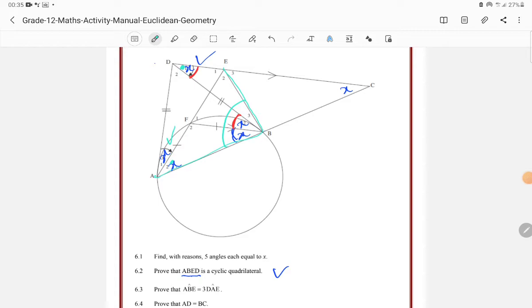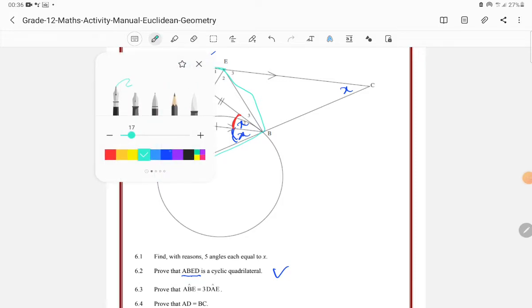So what are we having? We did prove that DEAB, which is this quadrilateral, is a cyclic quadrilateral. That makes B3 equal to this A1 as well. This angle has to be equal to this one. If this is a cyclic quadrilateral, these angles have to be equal to each other, which means we're having A1, we're having B3 here. So we did now prove that B3 is also equal to X.